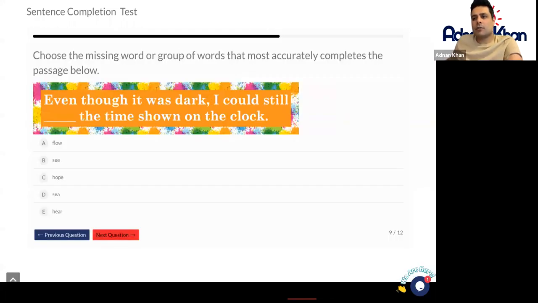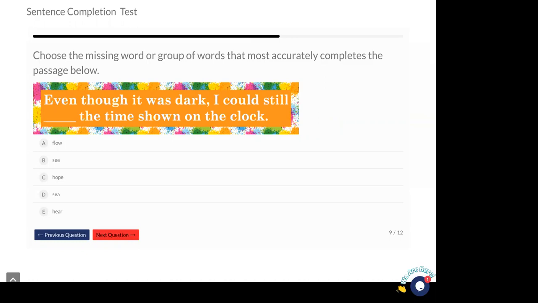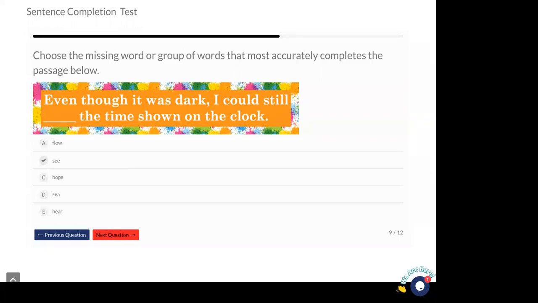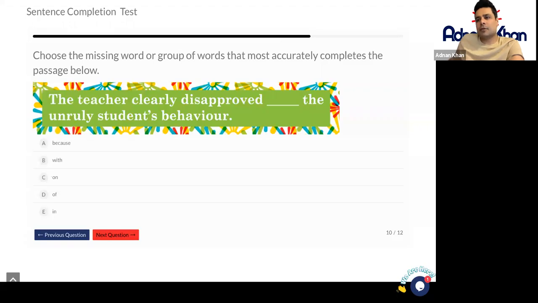And let's go to somebody else as well to contribute. Let's go to Ebenezer. Right, Ebenezer, go ahead. Even though it is dark, I could still something the time shown on the clock. I think it will be C. Okay, so even though it was dark, I could still see the time shown on the clock. Well done. Thank you very much, Ebenezer. Let's go to someone else as well.